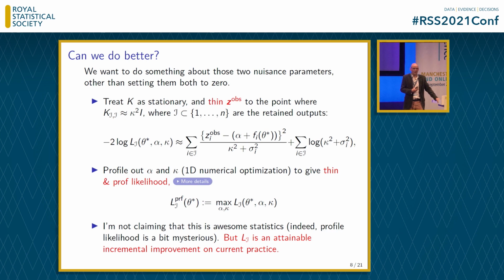We're not aiming for awesome stats. What we're aiming for is incremental improvements on current practice. And this thinned and profiled likelihood is an incremental improvement on setting both alpha and big K to 0. So that's the bottom line. Now, that's all of the theory out of the window.